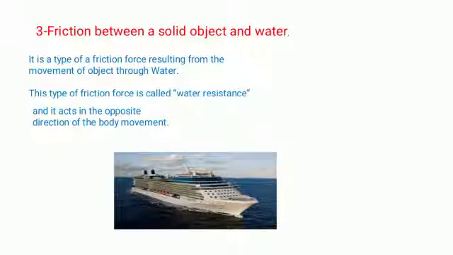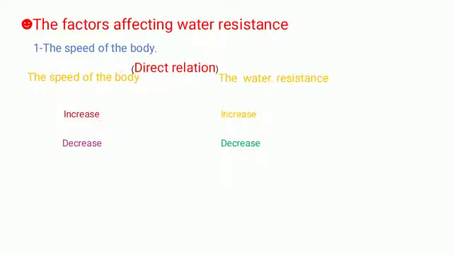And now we will talk about the third type of friction, which is the friction between a solid object and water. This type of friction results from the movement of the body or the object through water. This type of friction force is called water resistance, and it acts in the opposite direction of the body movement. And there are also two factors that affect the water resistance.